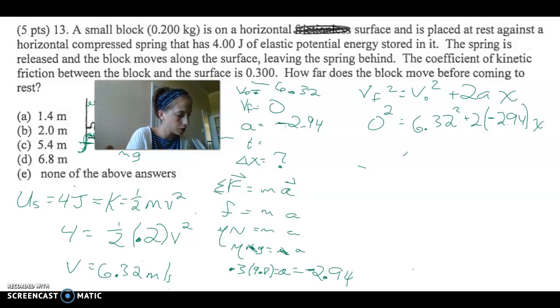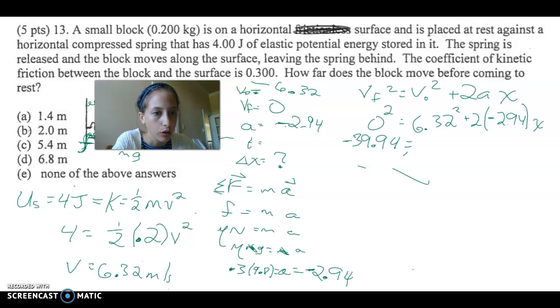Okay, so 6.32 times 6.32. So that's 39.94. We're gonna make it negative because we swung it over. So 2 times 2.94, that's 5.88. They're both negative, which means we can multiply both sides by negative 1 and make them both positive. I hate negative numbers. They bother me.